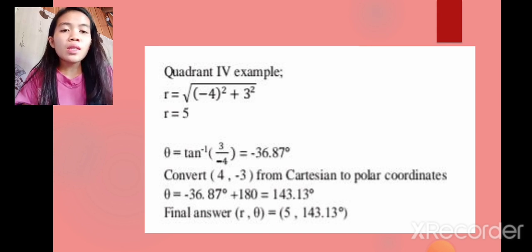So theta is equal to -36.87 degrees plus 180, which is 143.13 degrees. So the final answer, (r, theta), is equal to (5, 143.13 degrees).